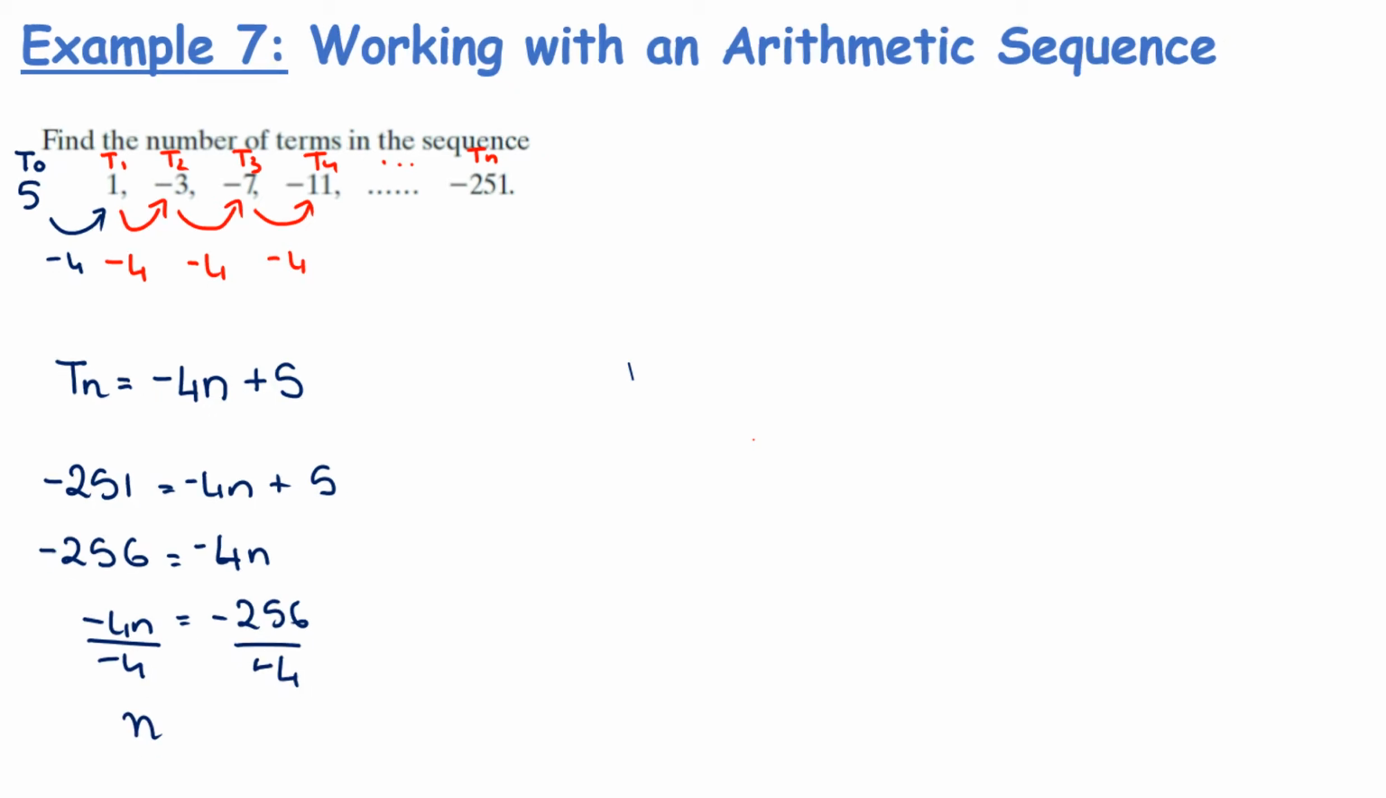And that gives us n equals 64. So therefore, there are 64 terms in that sequence.